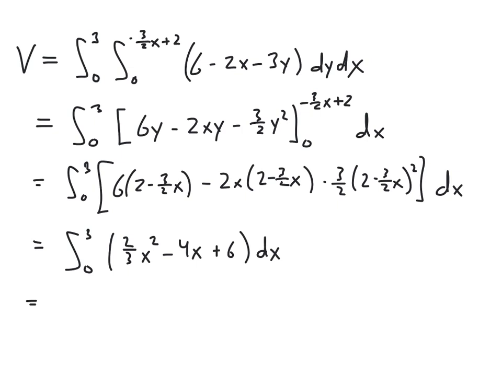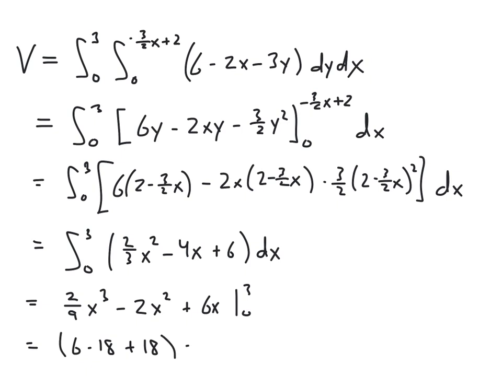Right? And now we just integrate with respect to x. So this will be 2/9 x cubed minus 2x squared plus 6x, evaluated from 0 to 3. And so when we evaluate at 3, we get 6 minus 18 plus 18. And then evaluating at 0 is just subtracting 0 from that. Everything is 0. And so this ends up being 6. And so the volume of this tetrahedron is equal to 6.